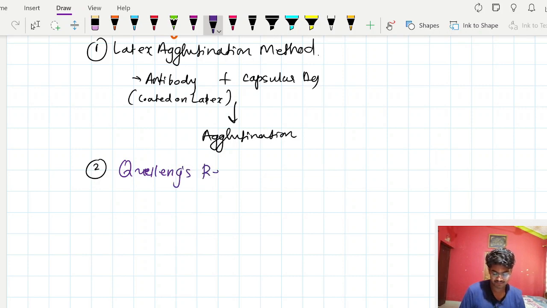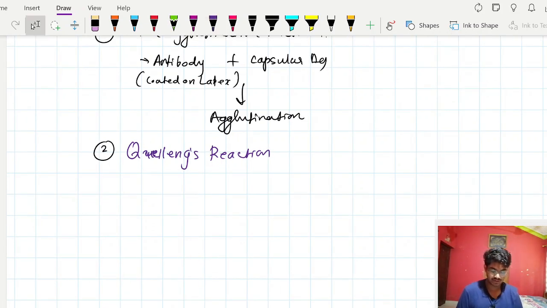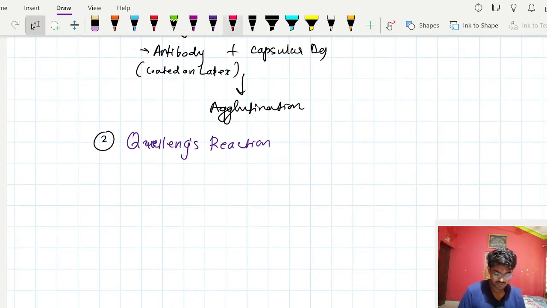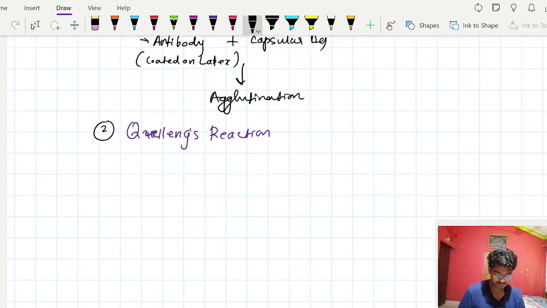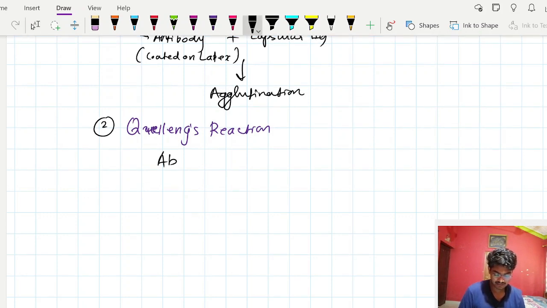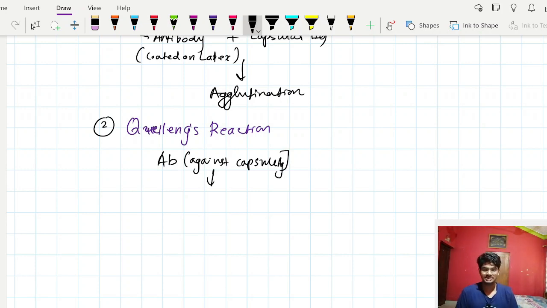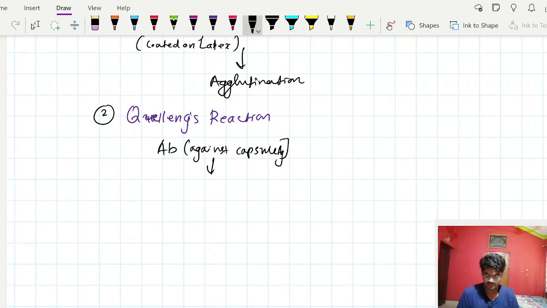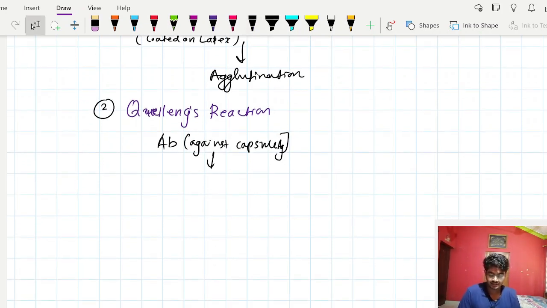Quellung reaction. So what we do here is that there will be antibody against capsular antigen. So when we add antibody against capsular antigen into the serum containing capsule, then the capsule swells. Capsular swelling will occur. This is called Quellung reaction.